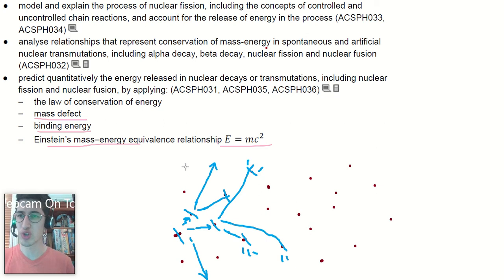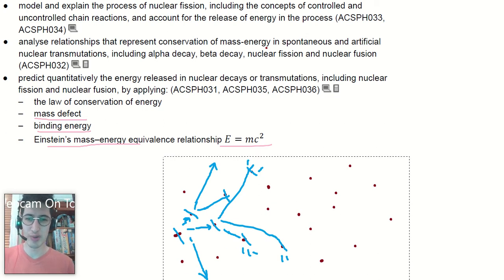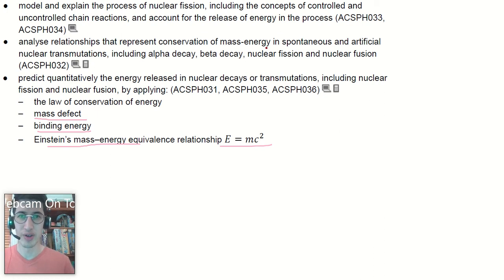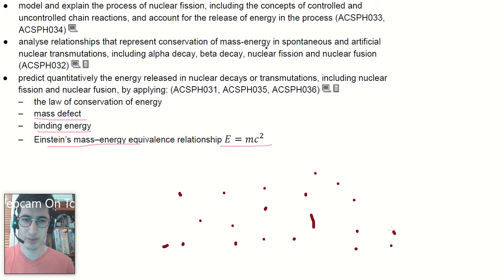Okay, so what's a controlled chain reaction then? A controlled chain reaction is very, very similar. You still have all your uranium atoms. Let's say our starting one's over here. Okay. The uranium is split. It releases a bunch of neutrons.